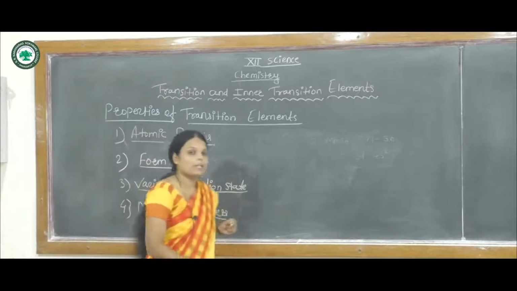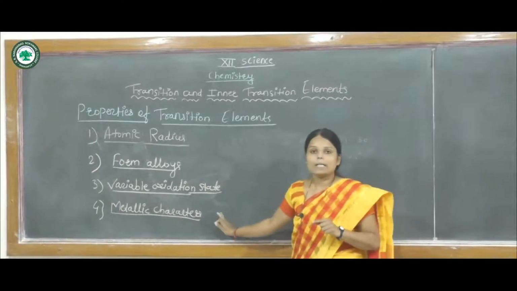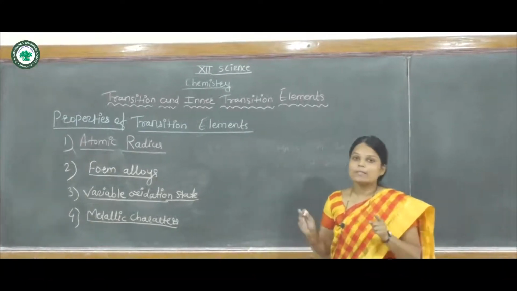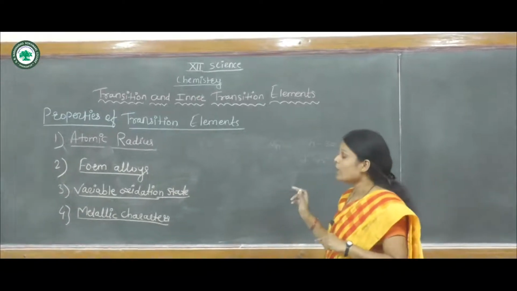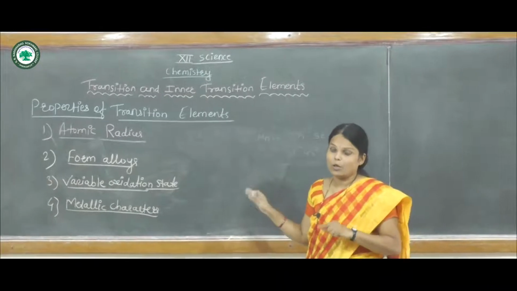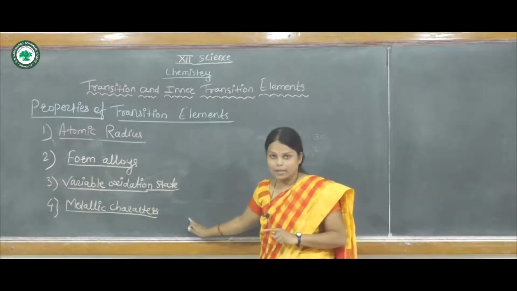The transition elements, all of these transition elements, can show metallic character. Why can they show metallic character? Again the reason is the same: due to the presence of unpaired electrons in the d orbital or d subshell, and that's why they can show metallic character.